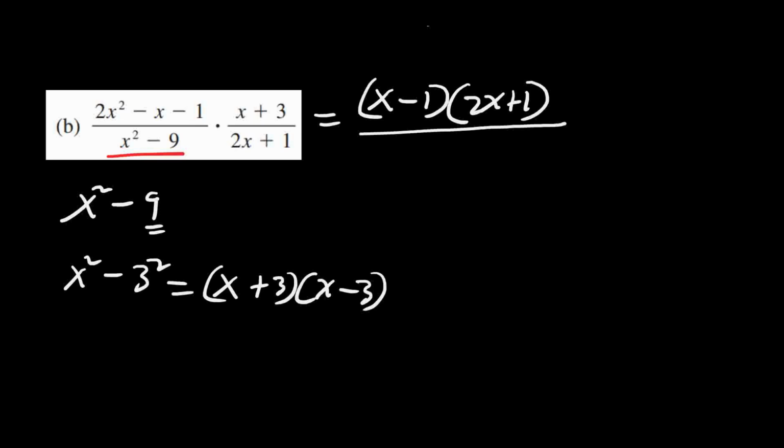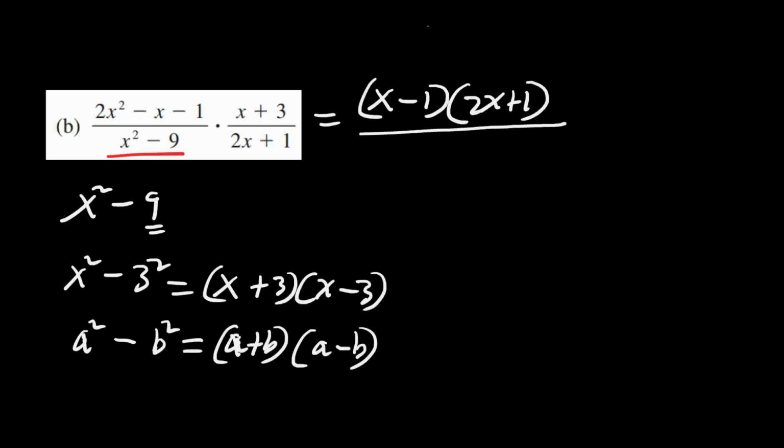I'm very sure you are familiar with that, and if you are not familiar with that, the concept is that when you have, for example, a squared minus b squared, that will be equal to the product of the sum of a and b, and the difference. Okay, so since we have x squared minus 3 squared, all you have to do is to write x plus 3, x minus 3 in parentheses. Good, so that is just the concept.